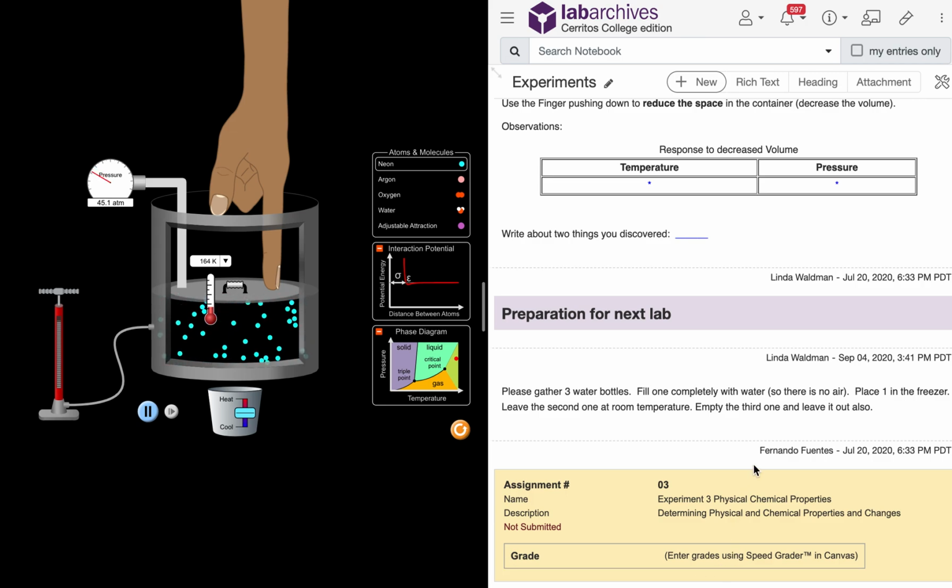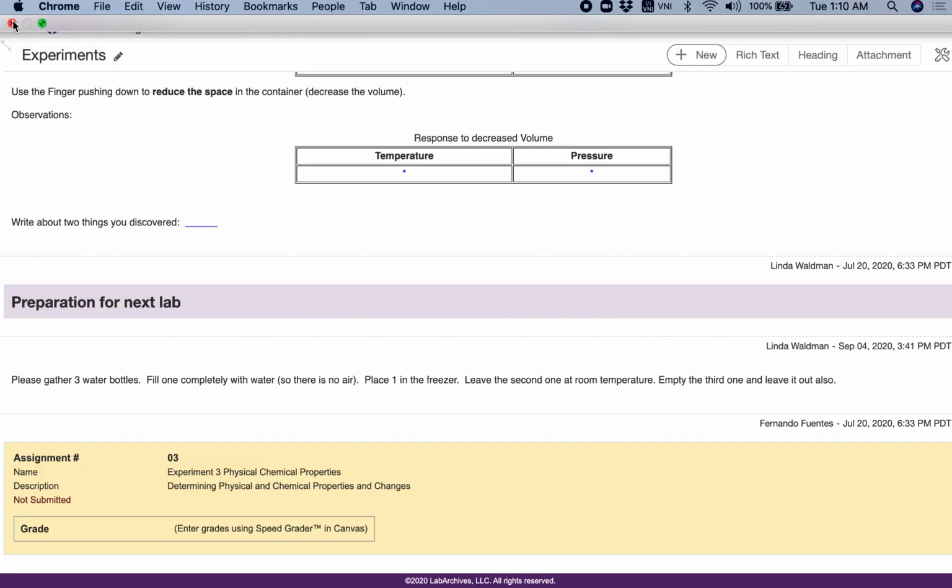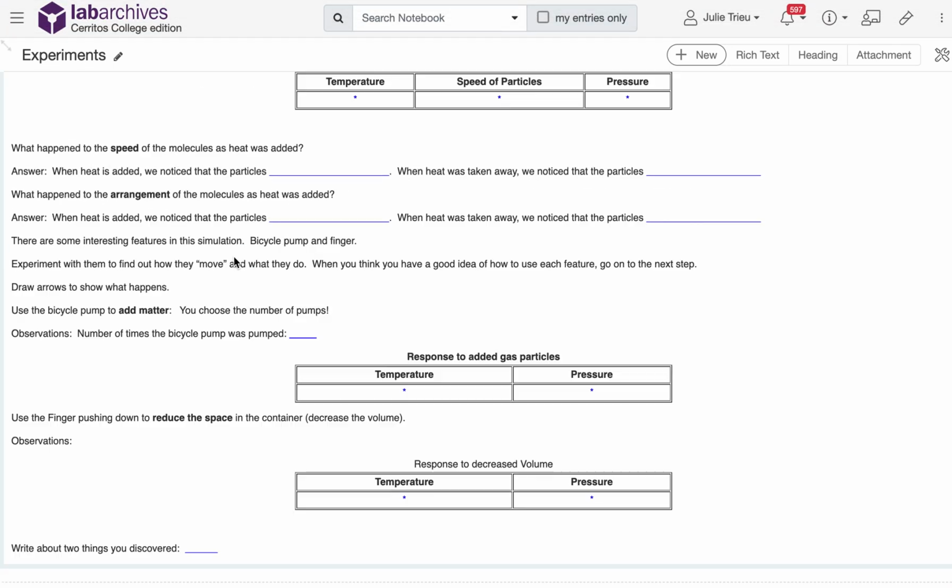And for your preparation for the next lab, make sure you gather 3 water bottles and follow this instruction. And that's what you need to know for the next lab. Okay, good luck everyone. If you have questions, let me know. After you finish, you can be ready to take the quiz. Make sure you review, take the quiz.